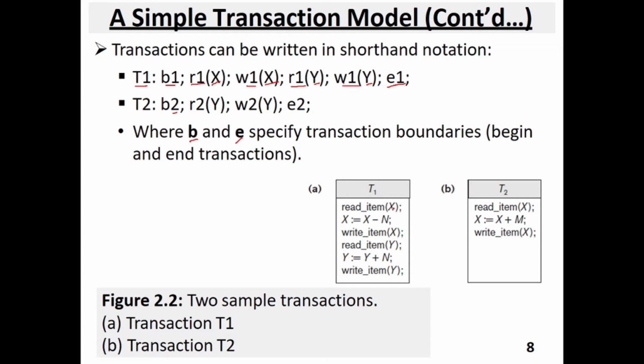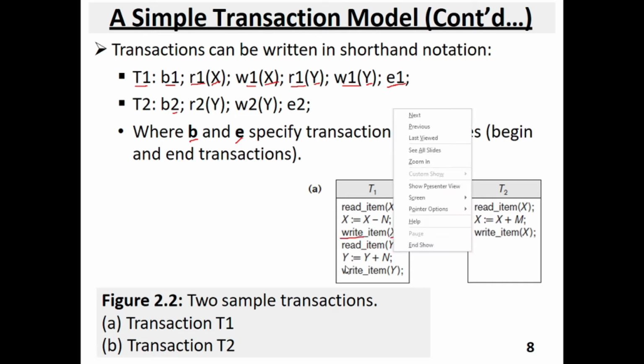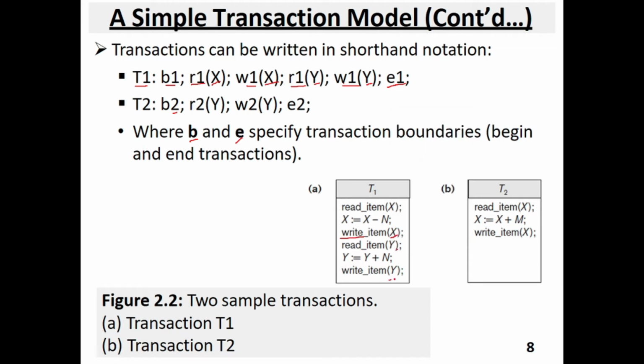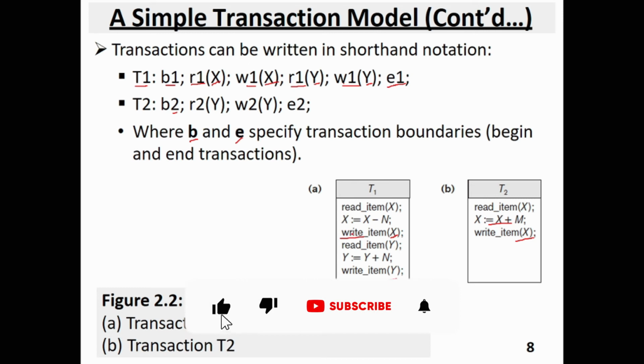Read item x, x is equals x minus n modification, write item or modified value or item x, read y, modify y and write this y, and we come back to transaction 2 the same. Read item x, modify x, write this x value. This is transaction 2 how is implemented.